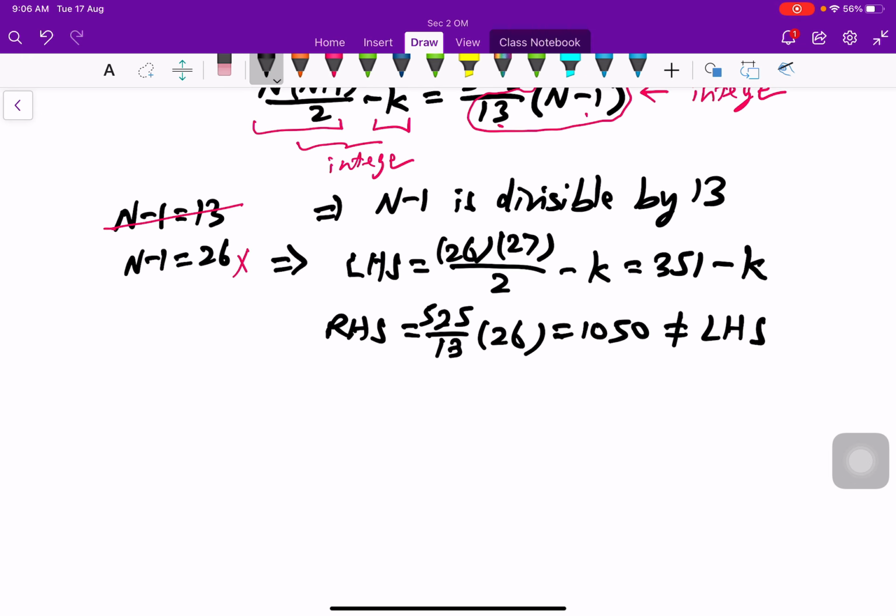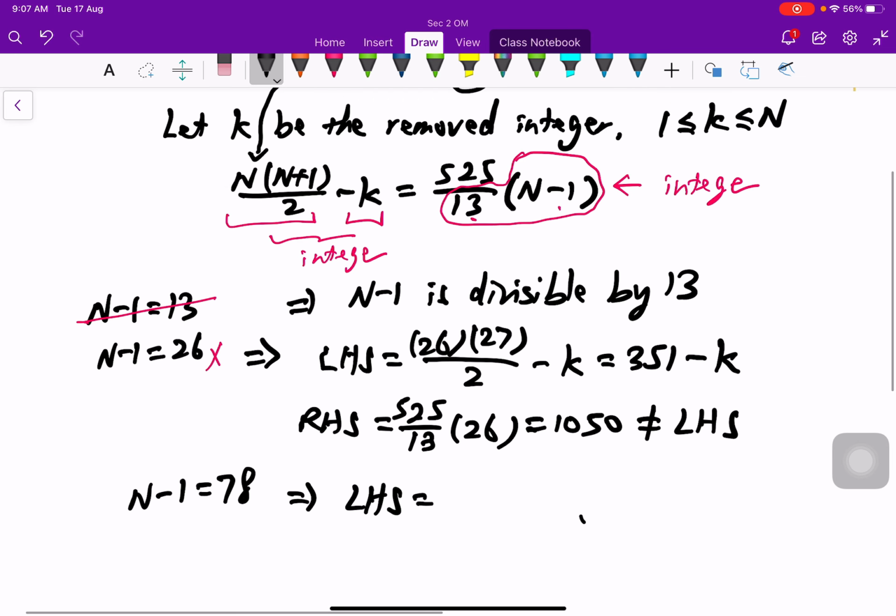Therefore, now we check the next one. We check what happens if n minus 1 is equal to 39, all the way, right? Sorry, not 26. Can I say that if you check all the way until 78, that means now what do you get? Your left hand side is basically... okay, did I do wrongly?